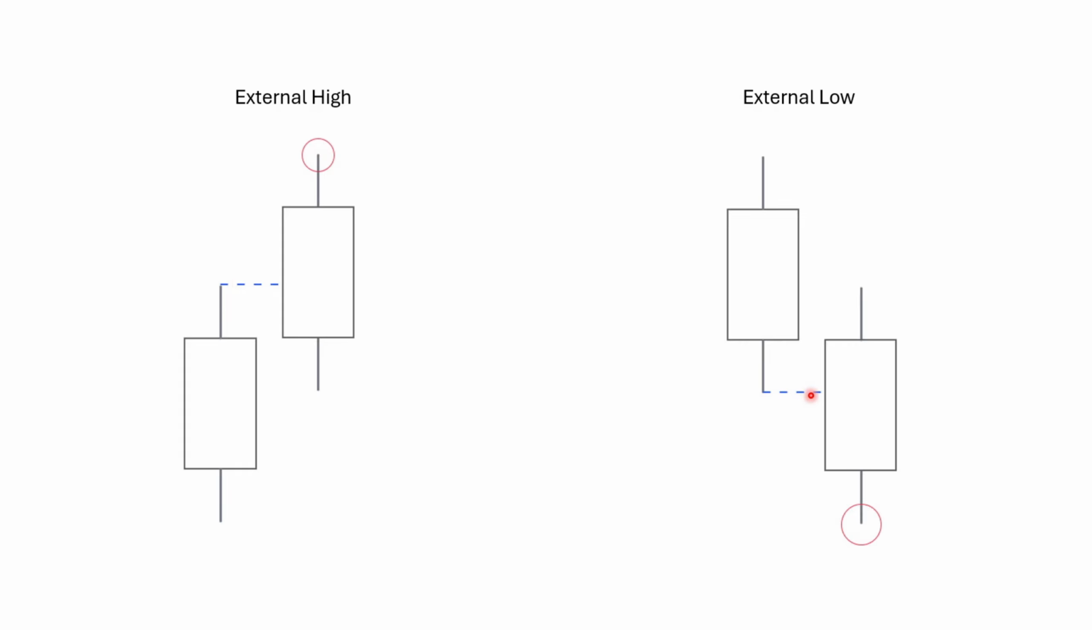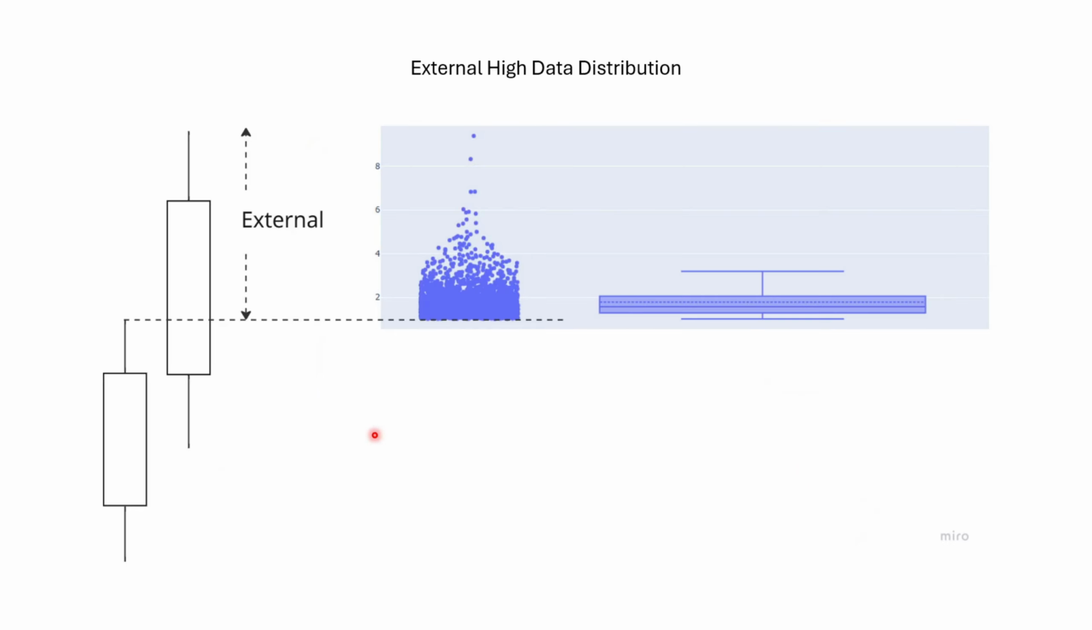Here you can see we've broken this candle's range low. So now this low is going to be external to this candle's range. Okay, so that's an external low. So if we go back to what was in the SEIZ video, we can see here this is how the data points line up for external high data distribution.